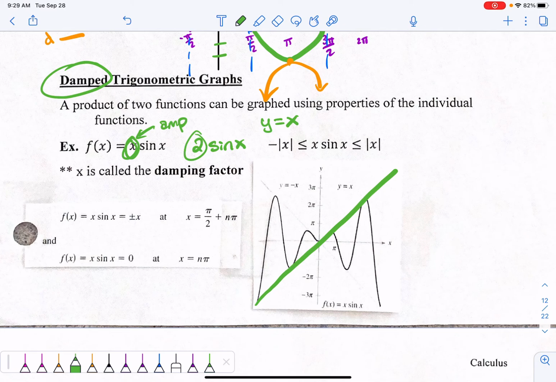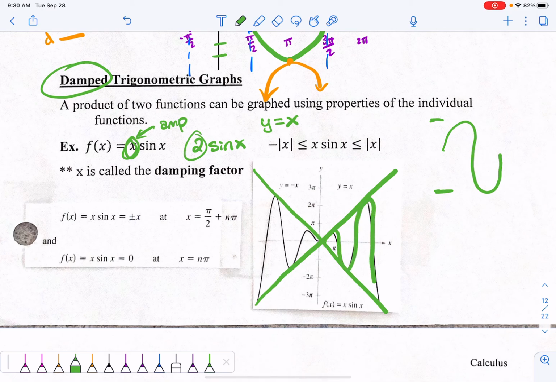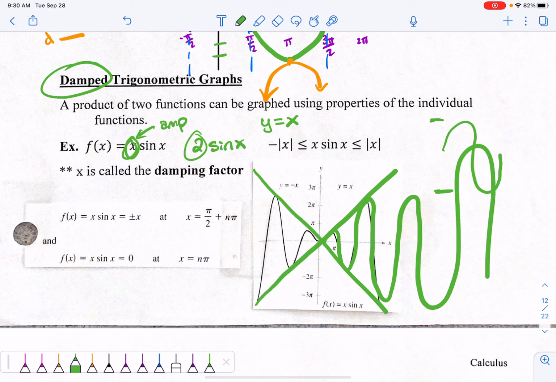That's the function y equals x. But since sine is symmetric, we have to look at y equals negative x also, because the sine function is going to bounce around there. Normally sine does one of these, but the amplitude will tell me how high and how low I go. If I'm bound around those two lines, that tells me my sine is going to continue to increase however high the x is.